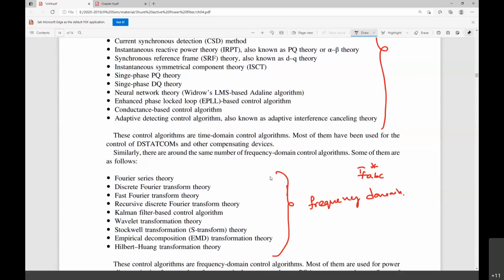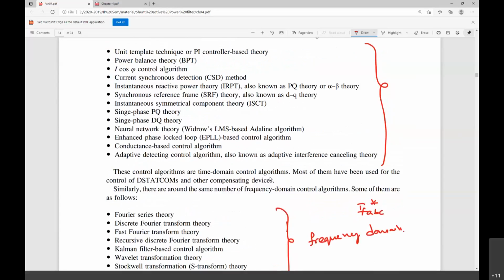One thing I would like to explain is the instantaneous reactive power theory. Even within the instantaneous reactive power theory, there are different kinds of theories which have evolved. I'm going to explain this theory. If you understand this, the rest are not much difficult to understand.